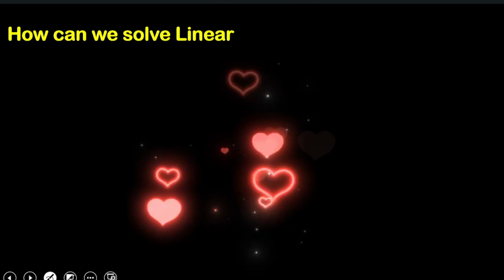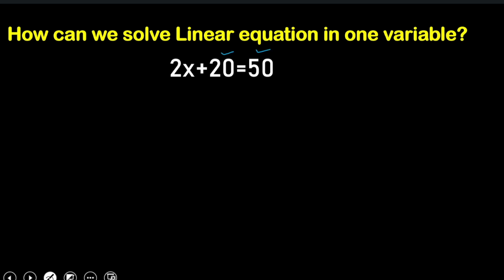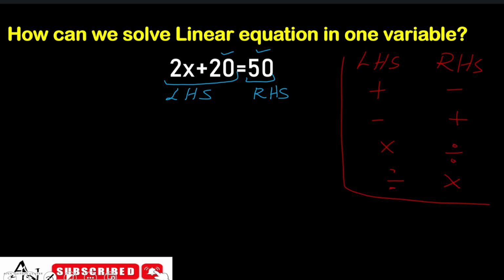Okay, let's know how can we solve linear equation in one variable. This is one question. 2x plus 20 is equals to 50. This is a number and this is also a number. This total part is known as left hand side, that is LHS. This is in RHS, right hand side. One basic rule I want to explain you about LHS and RHS. If plus symbol is in LHS, if it is shifted to RHS, then it becomes minus. Minus becomes plus. Multiplication becomes division. Division becomes multiplication. You should understand this basic rule.